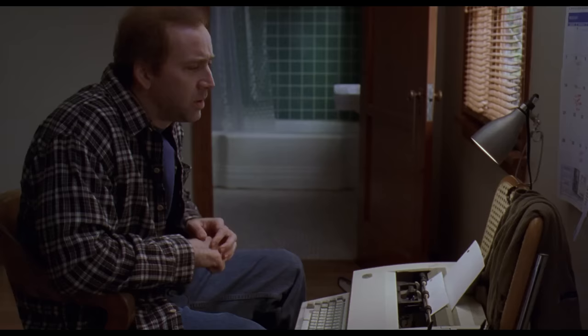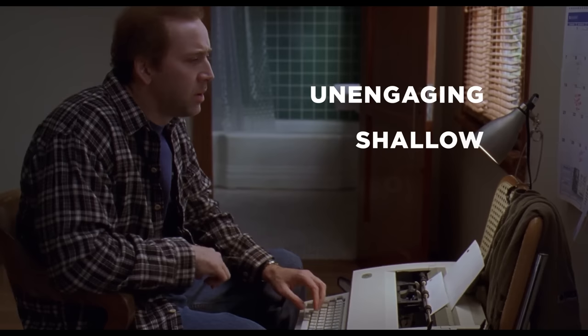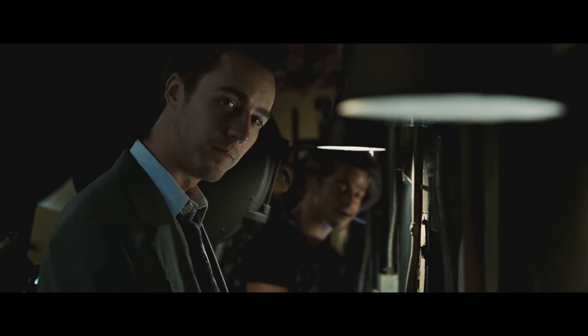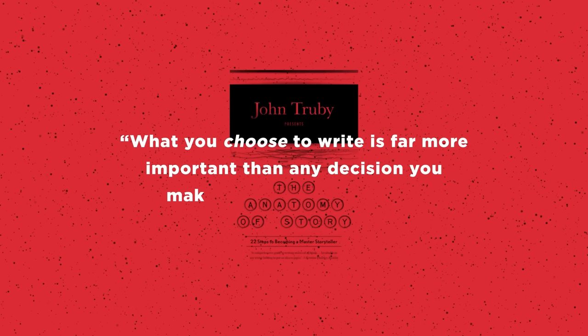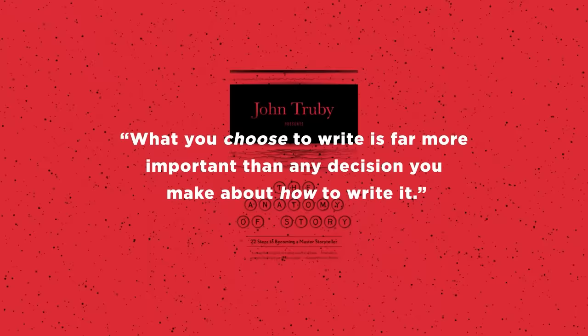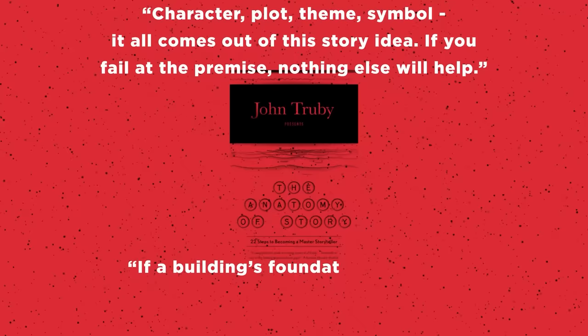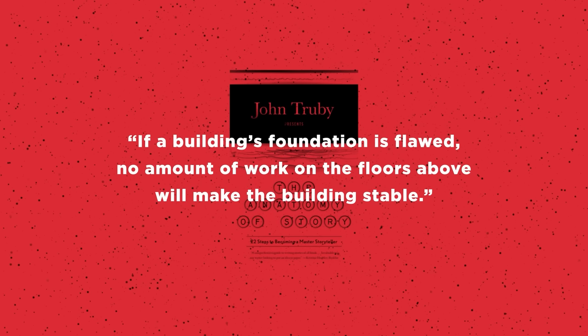When done wrong, story concepts are unengaging, shallow, or overly complicated. And this can not only scare audiences away from watching a movie, but it can also sour the entire story. In The Anatomy of Story, John Truby writes, "What you choose to write is far more important than any decision you make about how to write it. Character, plot, theme, symbol, it all comes out of this story idea. If you fail at the premise, nothing else will help. If the building's foundation is flawed, no amount of work on the floors above will make the building stable."